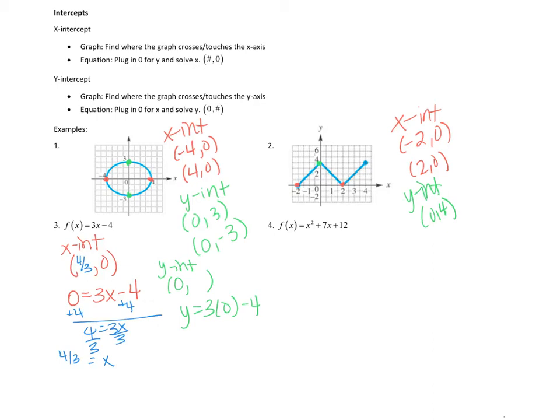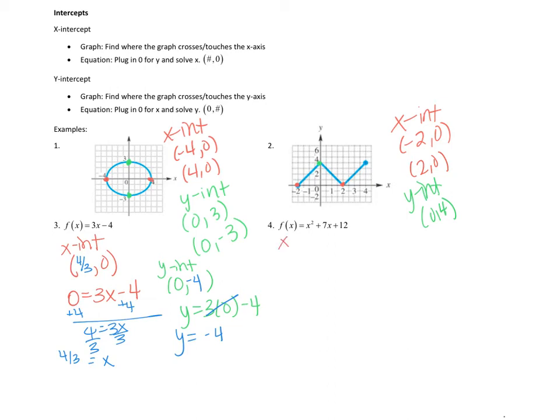So I could simplify that down. 3 times 0 is 0. 0 minus 4 is negative 4. So y would equal negative 4. My y-intercept would then be (0, -4). So let's try one more example from an equation. Make sure we can do this.